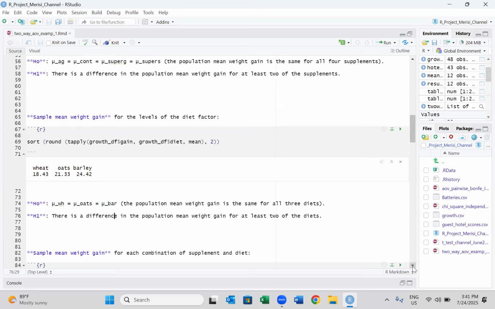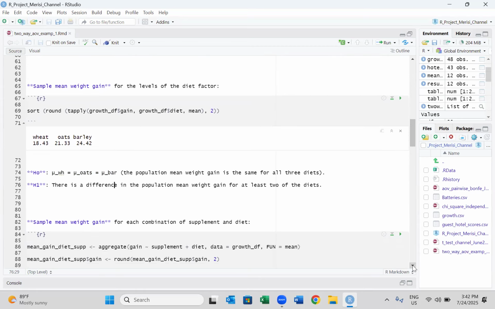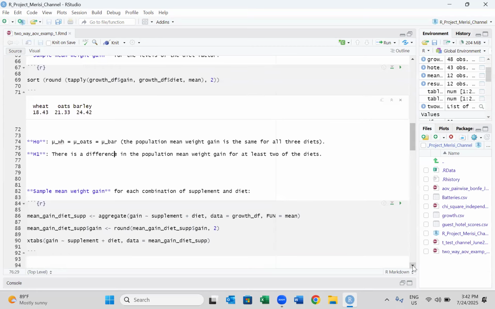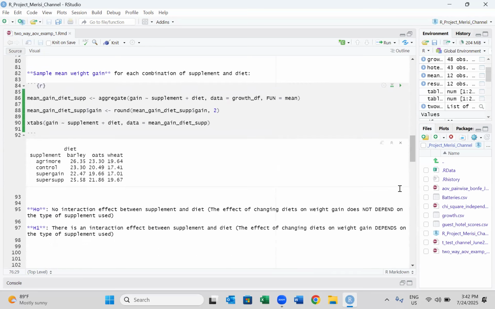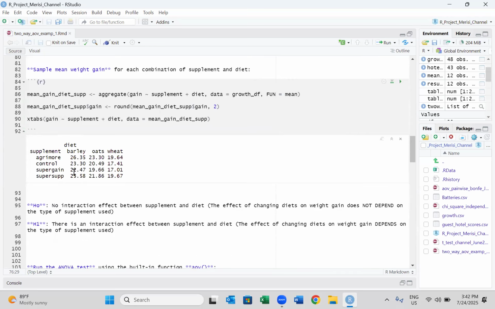And finally, a third effect that we can check for is the interaction effect between diet and supplement. What do I mean by that? So let's take a look at the sample mean weight gain for each combination of supplement and diet, okay? That's the sample mean weight gain for each combination.